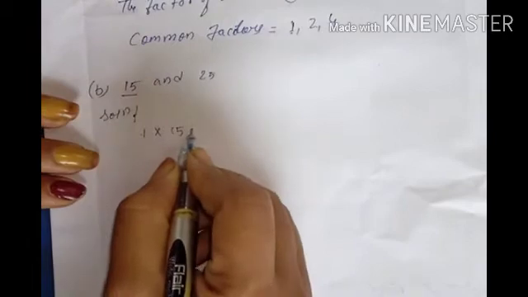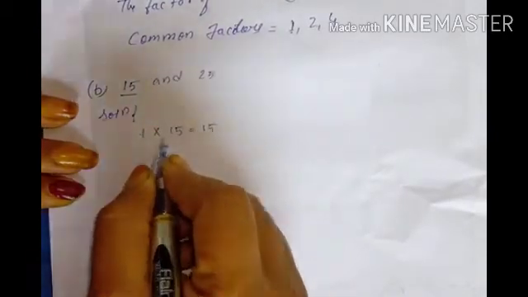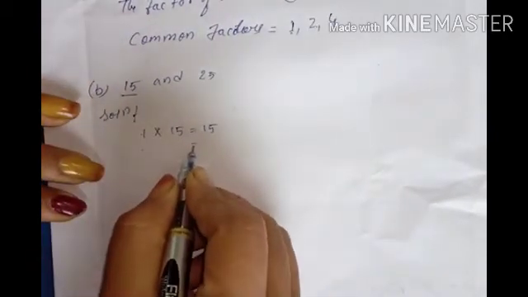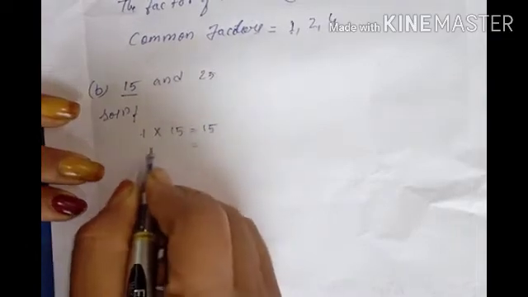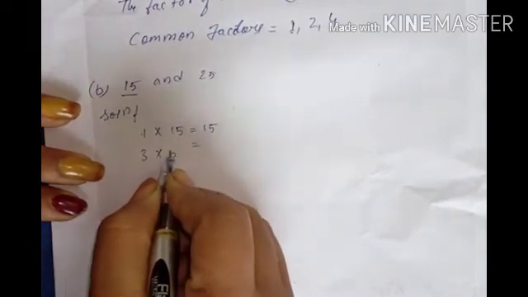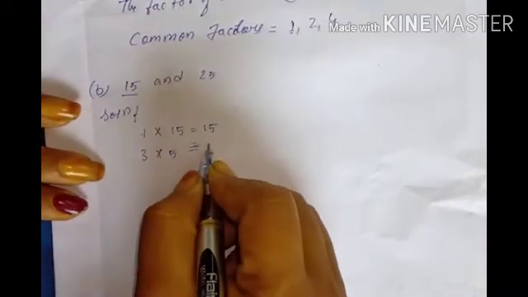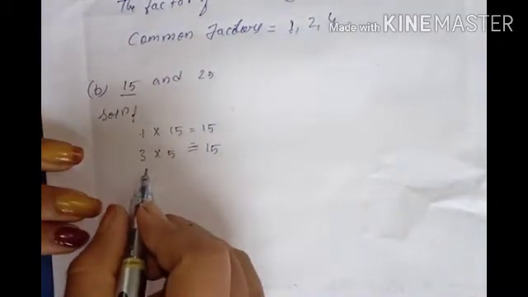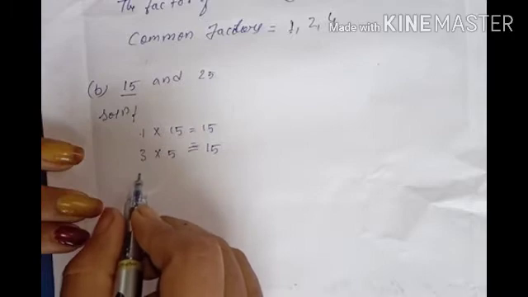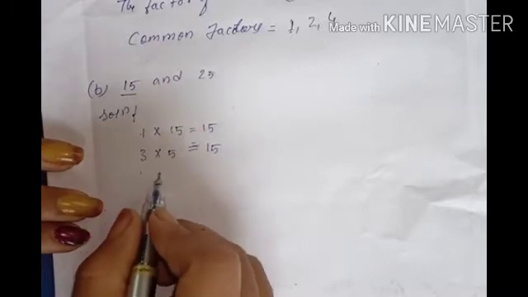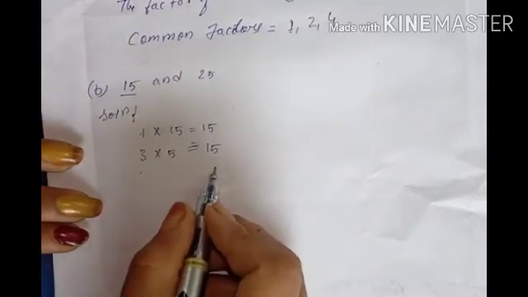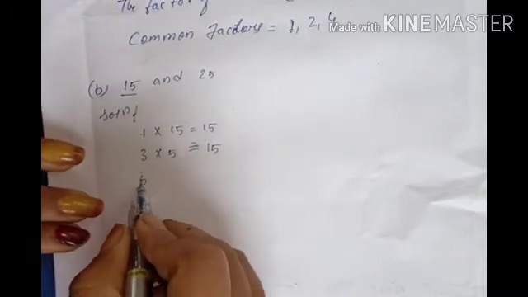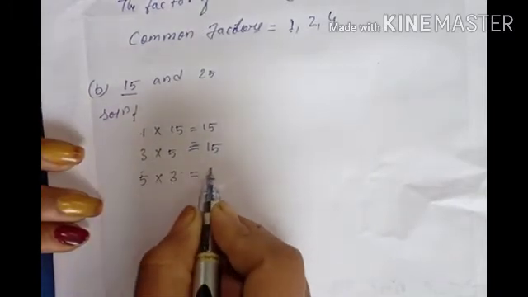1 into 15 is how much? 15. Now will 2 into any number give 15? No. Now 3 into 5 will give 15. In this way, is there any number? After 3, 4 will come. Will 4 multiplied with any number become 15? No. 5? Yes. 5 into 3 is 15.